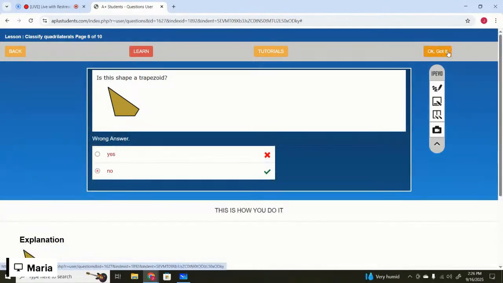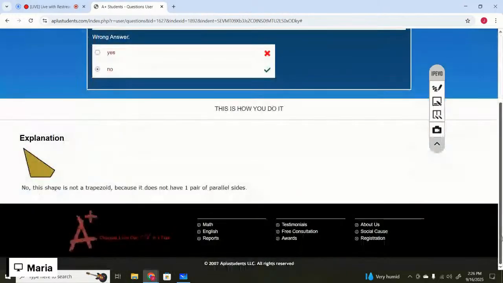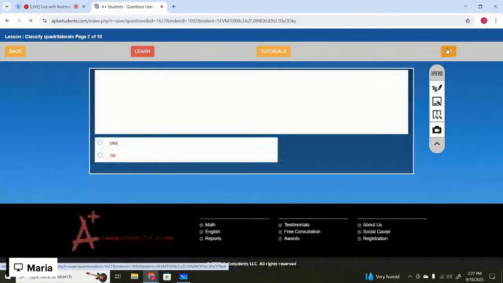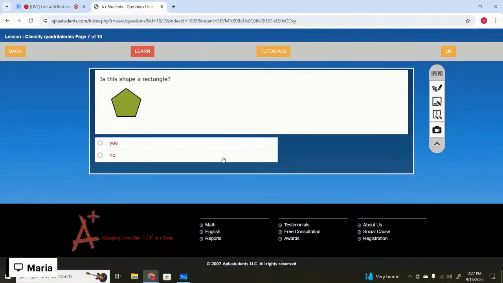No, that is not a trapezoid, right? It does not have one pair of parallel sides. A trapezoid must have one pair of parallel sides. Is this shape a rectangle? No, that is a five-sided shape. A rectangle must be a four-sided shape.